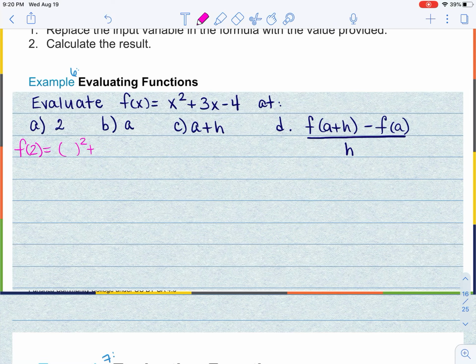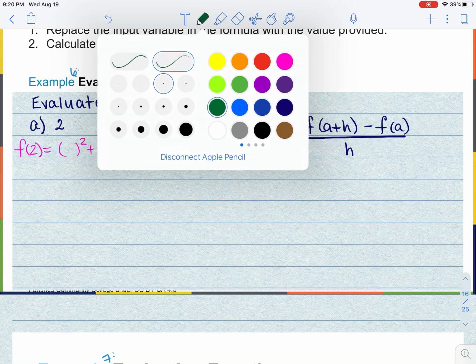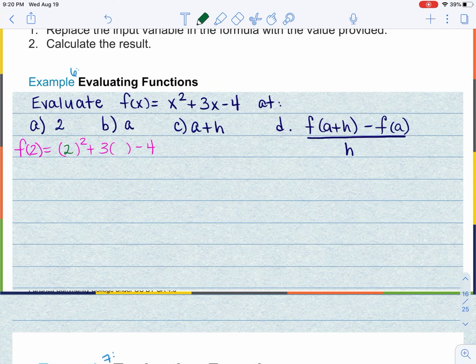So I'm going to rewrite the equation, and I'm going to write it with parentheses instead of the variable. So parentheses squared plus 3 parentheses minus 4, and inside the parentheses I'm going to replace it with the value that I'm evaluating the function at, which is 2. Kind of write it in green over here too.